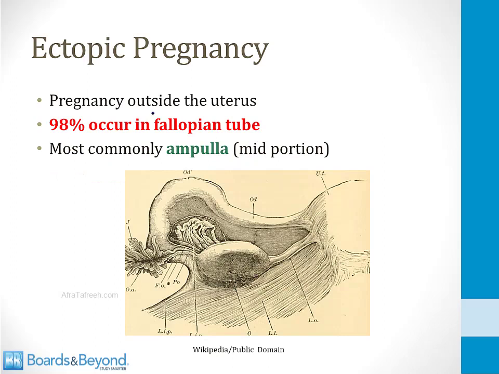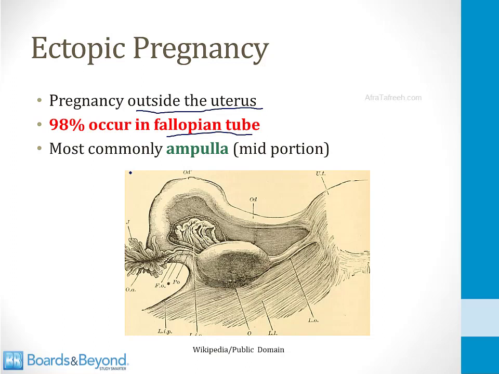An ectopic pregnancy is a pregnancy that occurs outside the uterus, and 98% of ectopic pregnancies occur in the fallopian tube. As you may know, fertilization usually occurs in the fallopian tube, and in an ectopic pregnancy, basically the fertilized egg doesn't move any further down the fallopian tube and it doesn't get to the uterus.